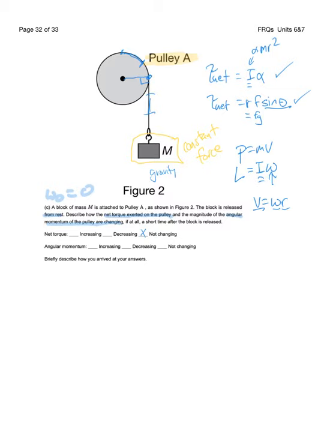So the angular momentum will increase, and we will explain it in words in a similar way we explained the first part. That's part C.